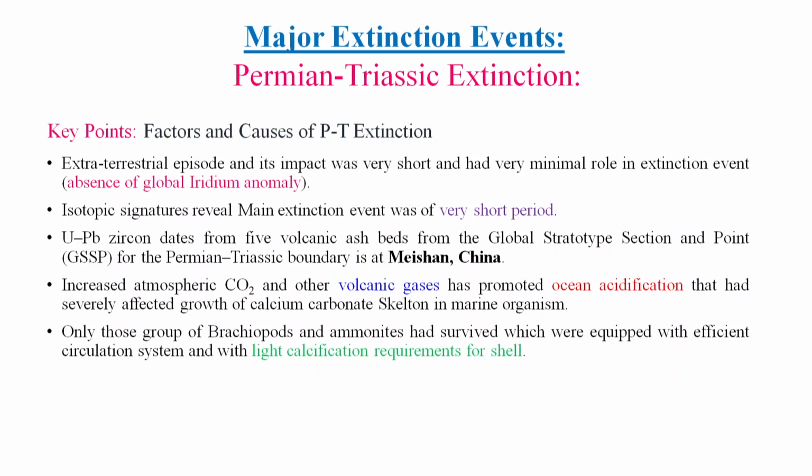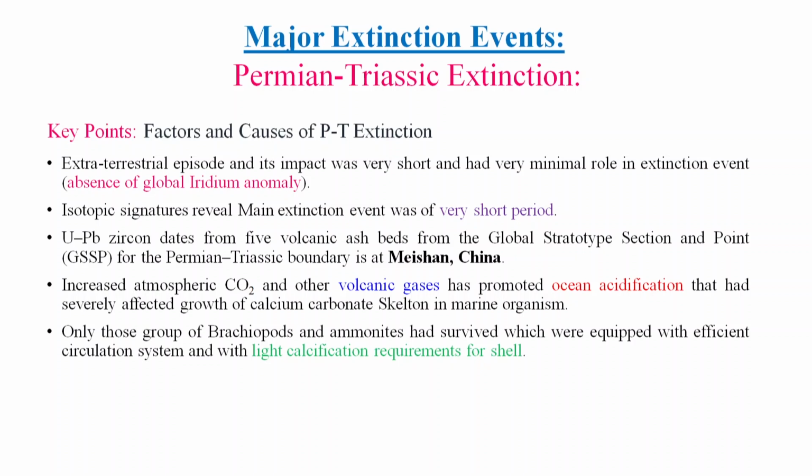Then uranium-lead zircon dates from 5 volcanic ash beds from the global stratotype section and point of the Permo-Triassic boundary, measured from China, define this age exactly at the Permo-Triassic boundary. So, increased atmospheric carbon dioxide and other volcanic gases prompted ocean acidification that severely affected the growth of calcium carbonate, and that is why the marine organisms couldn't develop skeletons anymore. So, that is why they also got extinct during this Permo-Triassic extinction.